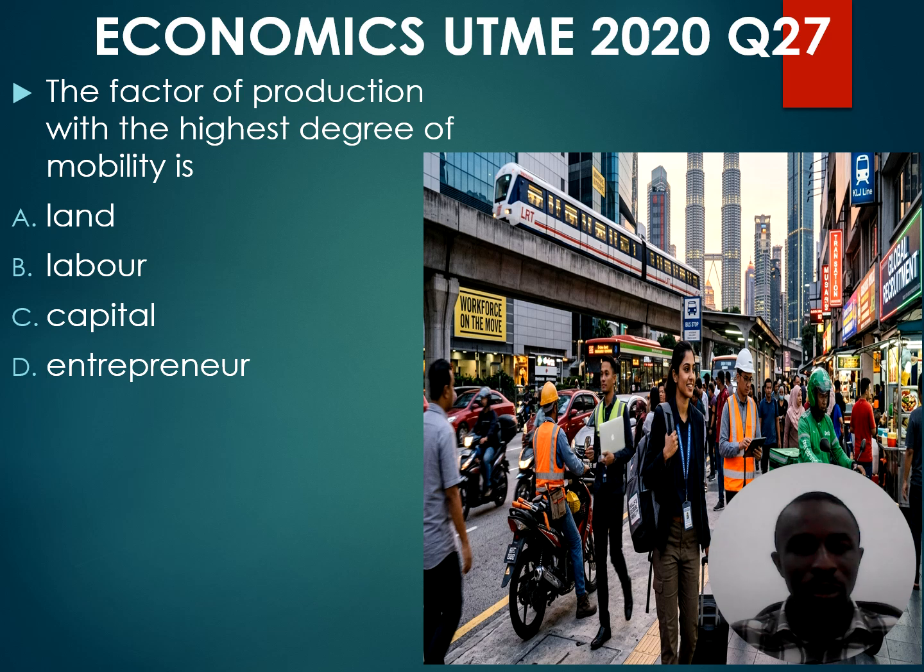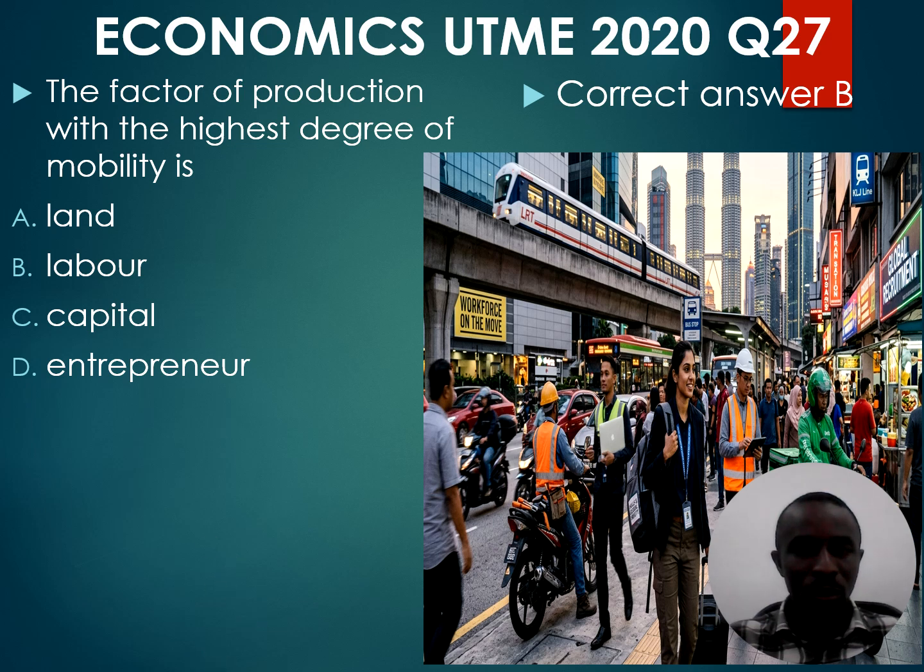Question 27. The factor of production with the highest degree of mobility, that's a factor of production that can move from one place to another, is labor. That's option B. Labor is mobile geographically from one geographical area to another, within the country or outside the country. Labor is also mobile occupationally from one job to another, which could be vertical or horizontal.